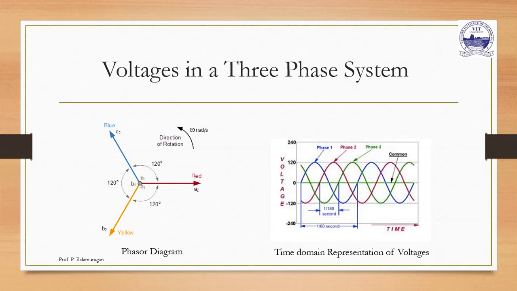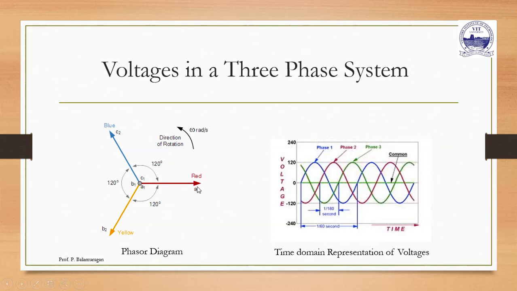So this is the system of three-phase voltages in which all the three-phase voltages are balanced sinusoids. Balanced in the sense, all the phases have the same voltage, same frequency, and the phase displacement between the voltages of the adjacent phases is 120 degrees. This is the time domain representation of voltages and the corresponding phasor diagram.